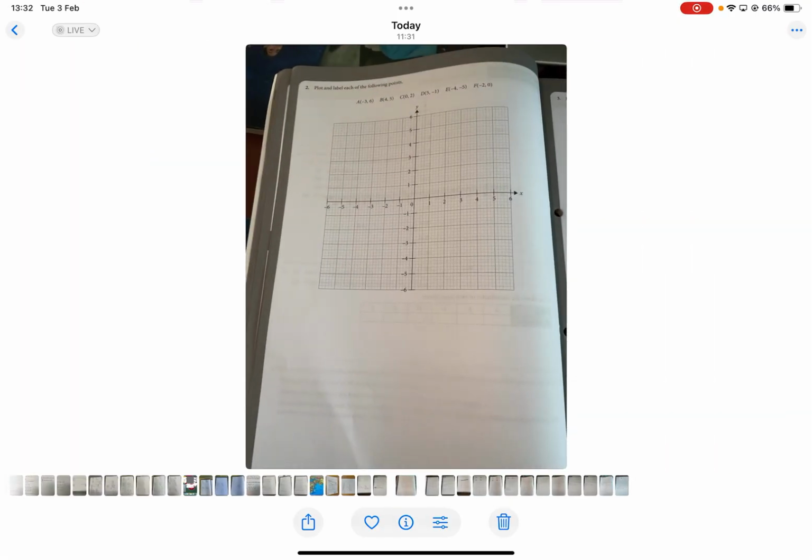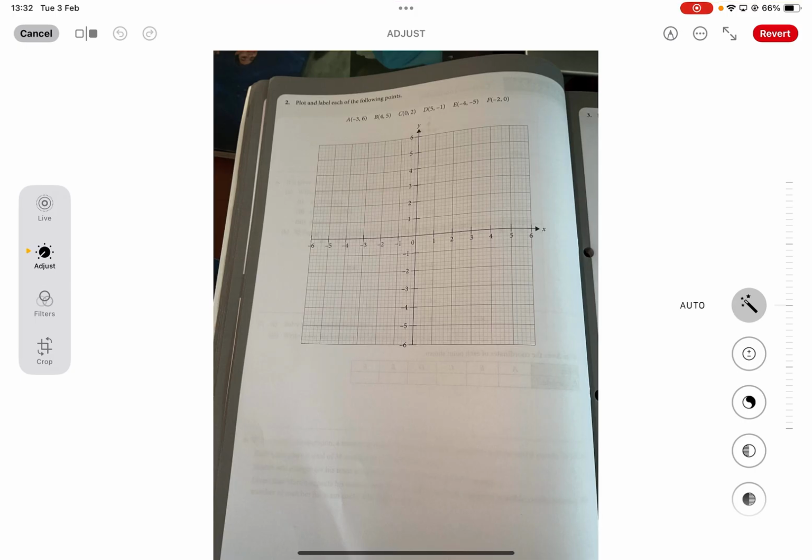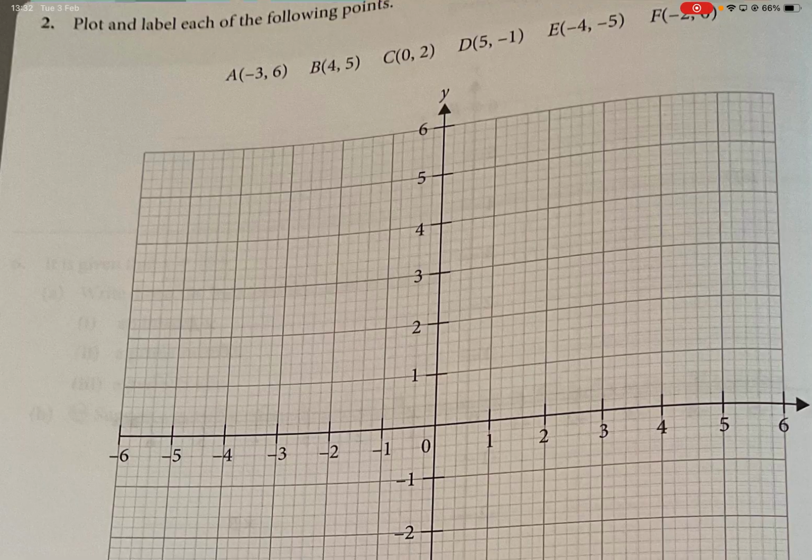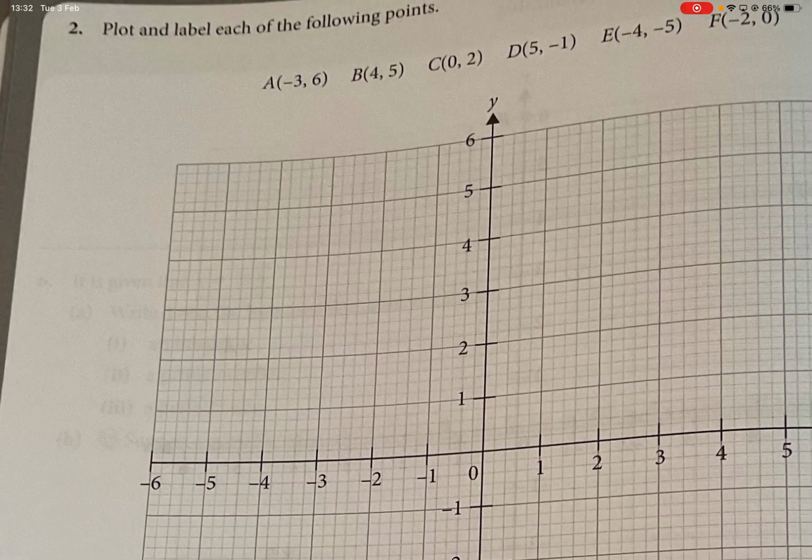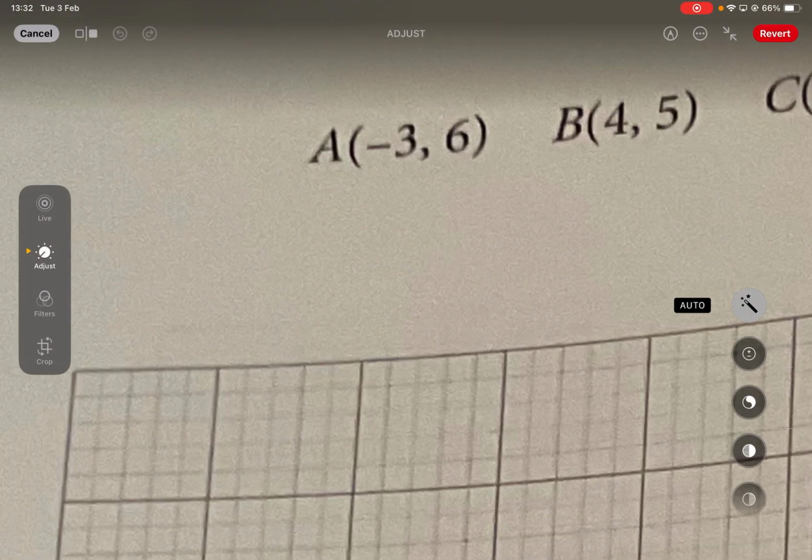Okay, next question. No difference. They want you to be able to identify where the points are. So how do we label? That one is the question. But you have gone through the first question, so you will know how to label also.